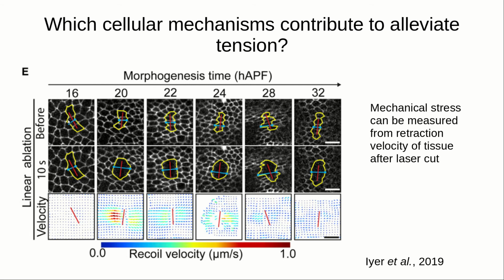So in the upper row you see the junctions before laser ablation, and in the lower row you see the junctions 10 seconds after ablation. As you can see, 16 hours after pupariation, there is not a lot of retraction, so cells are not under a great tension. But at 20 hours after pupariation, there's a lot of retraction, so cells here are under a lot of tension. And then at 32 hours, this tension gets lower again.